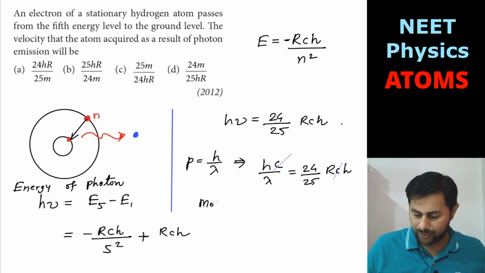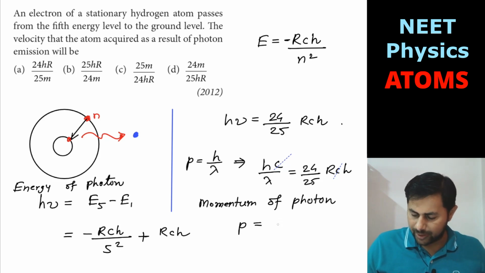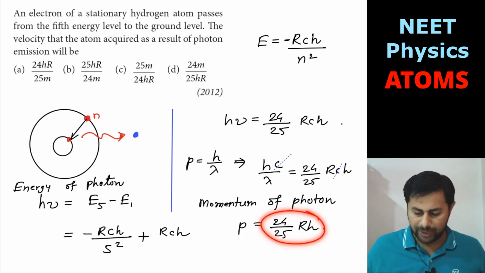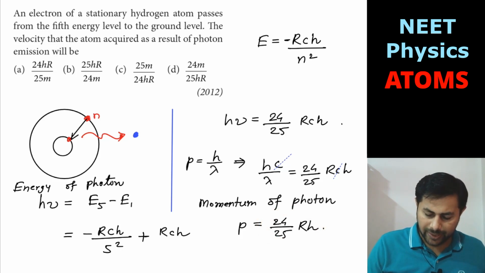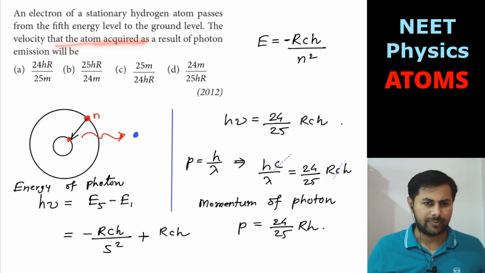H by lambda is P, the momentum of the photon. So the momentum of the photon P is just equal to 24 by 25 times RH. But this is the momentum of the photon. You want the velocity acquired by the atom.